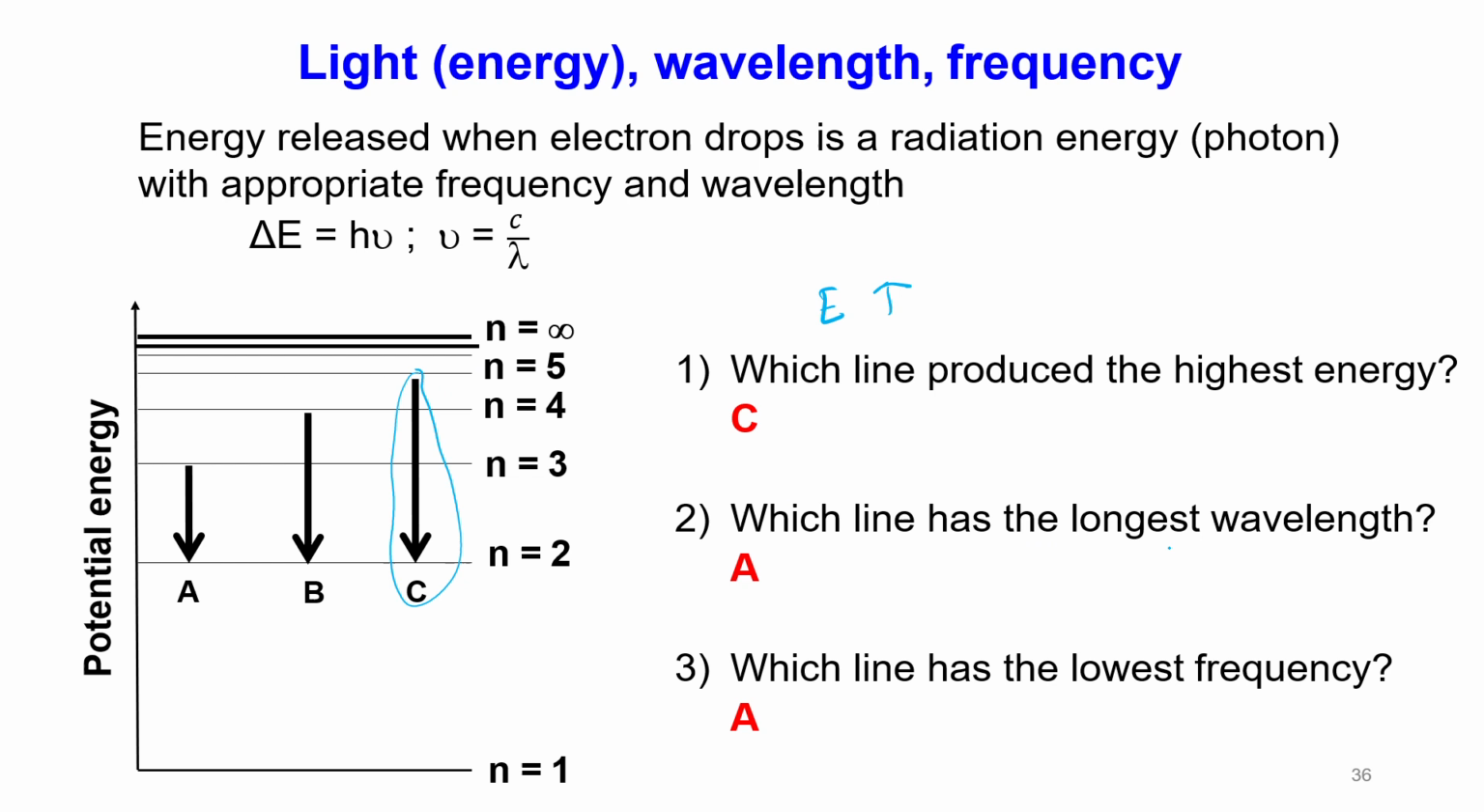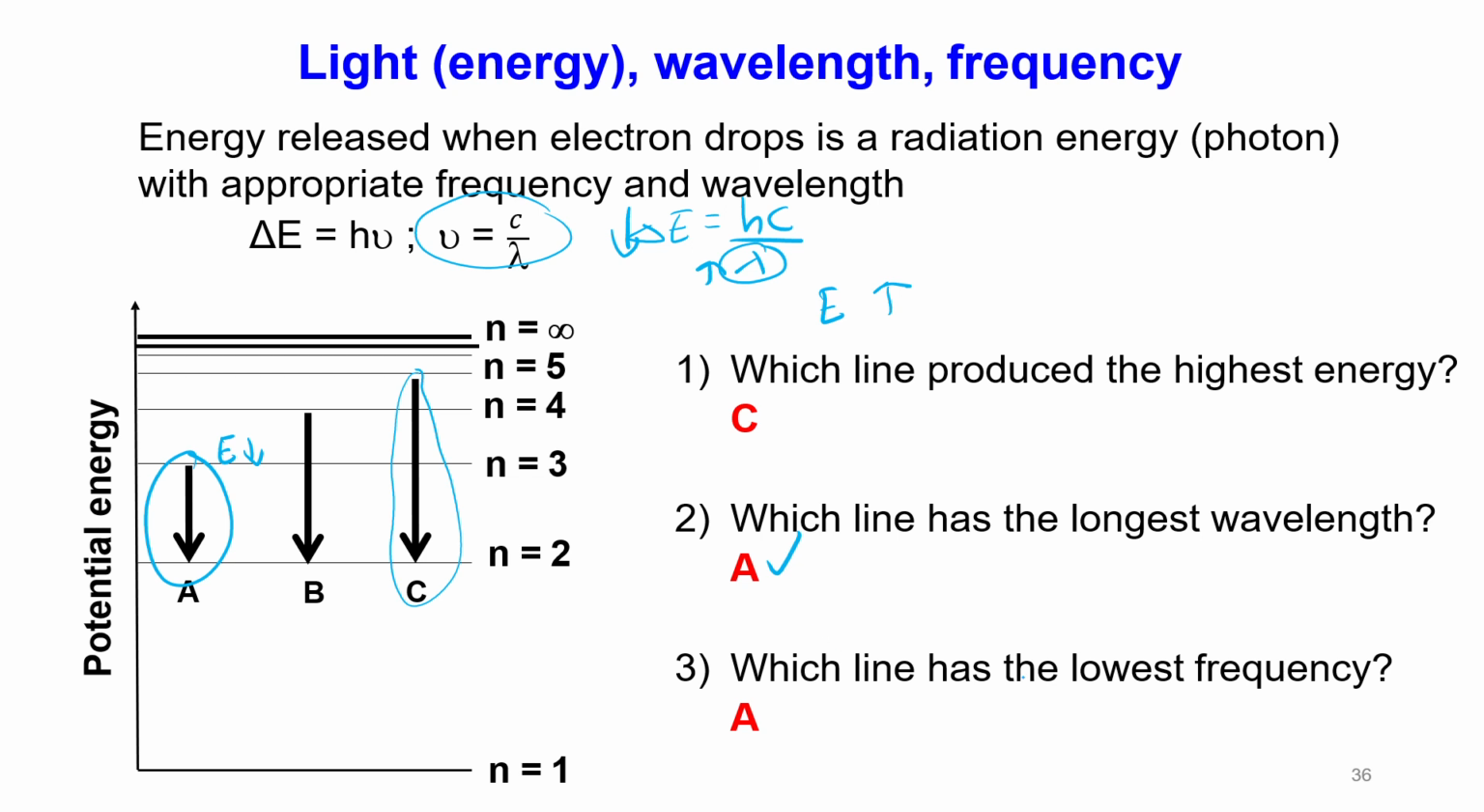So which line has the longest wavelength? So longest wavelength kita akan calculate daripada formula. So kita tahu E equal to hc over lambda. So yang ini menunjukkan energi yang kecil, energi sini rendah, so wavelengthnya akan jadi tinggi. So that's why A has the longest wavelength.